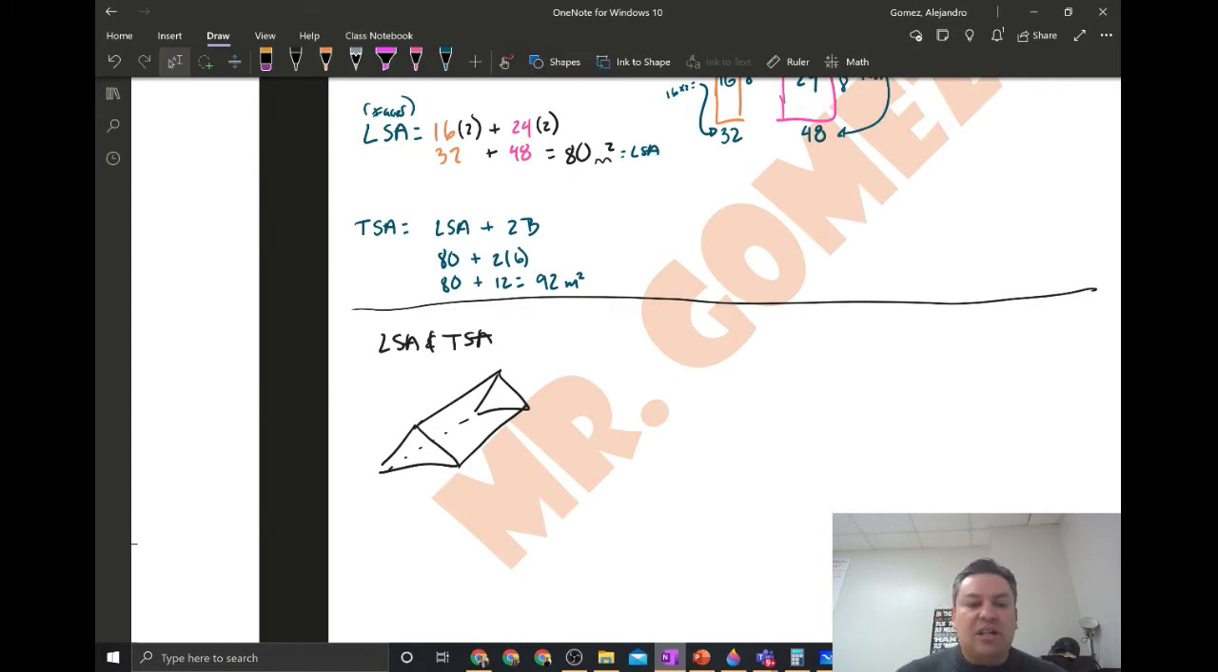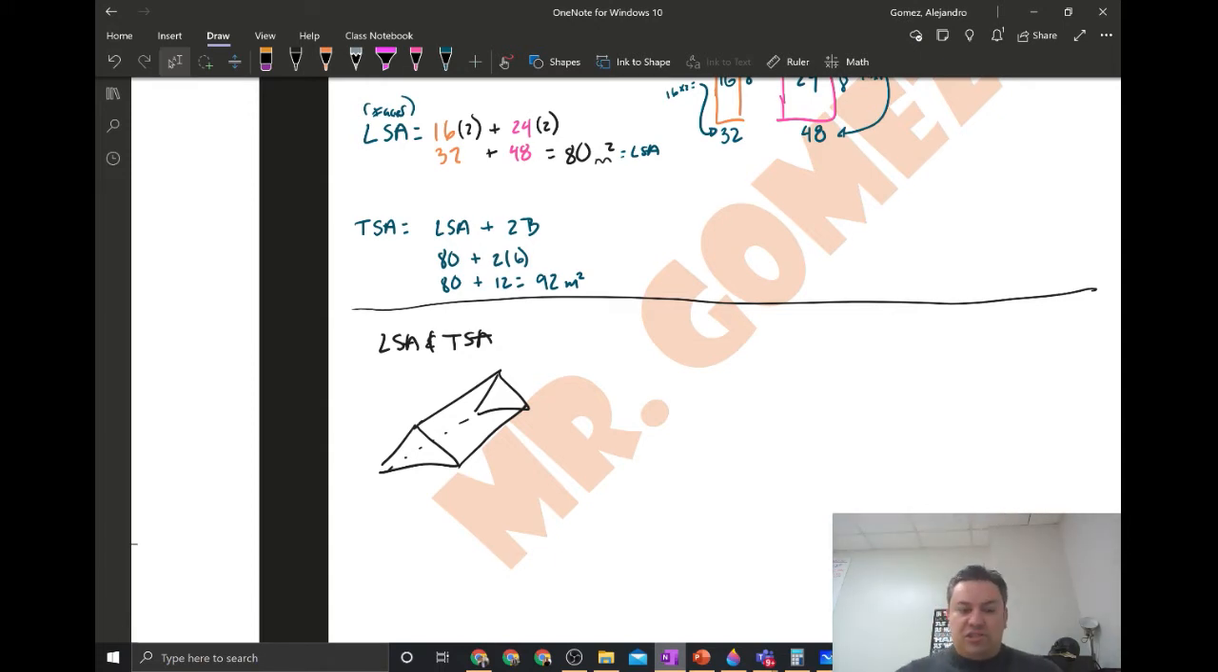Today we're going to be talking about how to find the lateral and the total surface area on a triangular prism. Now, if you want to know the basis of it, the background on it, you can go ahead and check the video about how I went over the lateral and total surface area of a rectangular prism. So don't forget to click the link on the video right there.